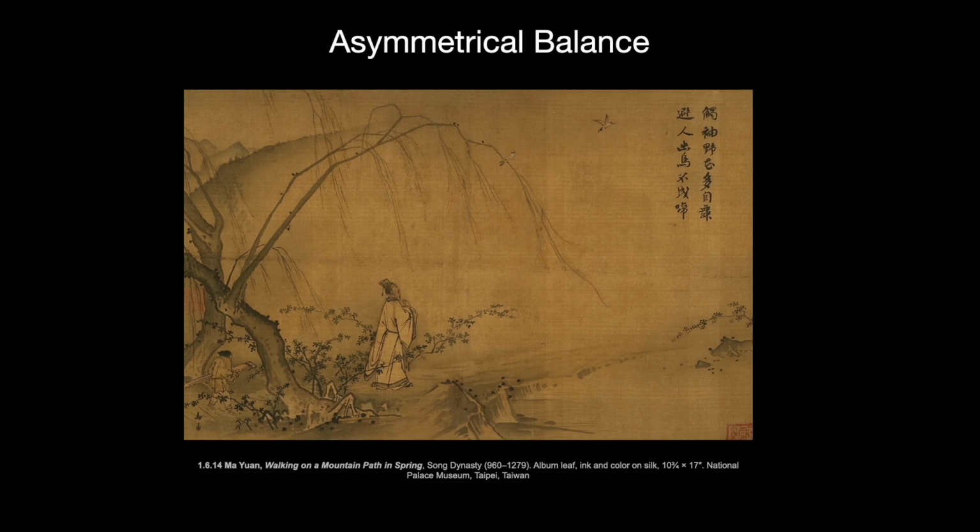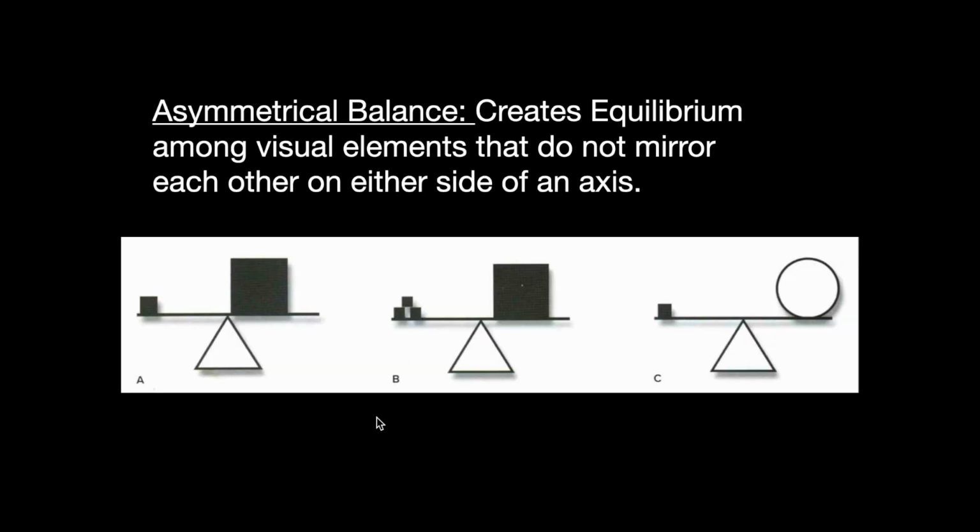However, Ma Yuan counteracts the visual heaviness on the left side by placing the poetic inscription at the top right as a counterweight. So this, which is a different element, writing, balances out this, which is an illustration of a man walking on a mountain path. So we have an asymmetrical balance. Here is a diagram if it's still confusing to you. Asymmetrical balance creates equilibrium among visual elements that do not mirror each other on either side of an axis.